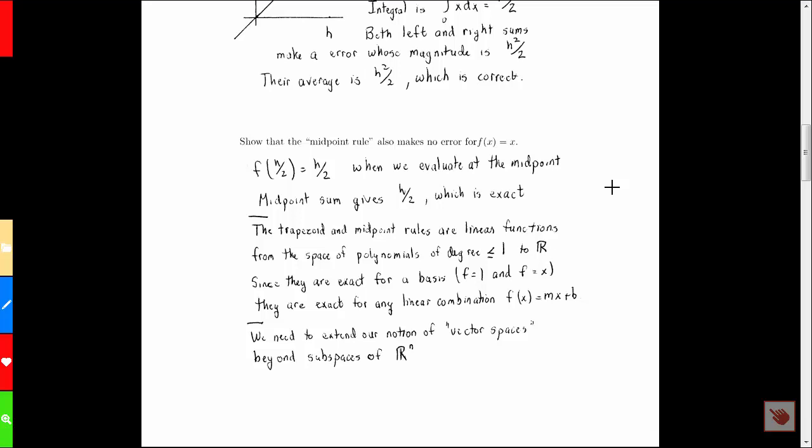So far, all our vector spaces have been Rn or a subspace of Rn, and once we're done with our introduction to integration, we will go back and do a little more linear algebra, consider abstract vector spaces, consider in particular vector spaces whose elements are functions, and then we will be able to reason more carefully about these integration rules.